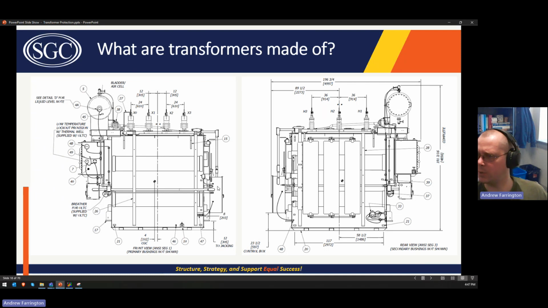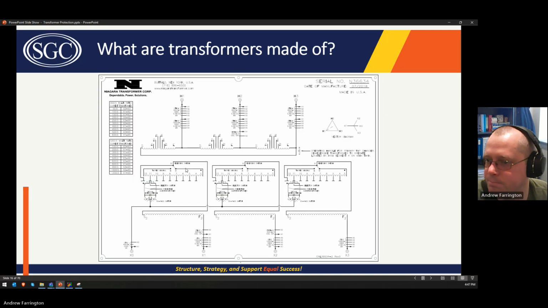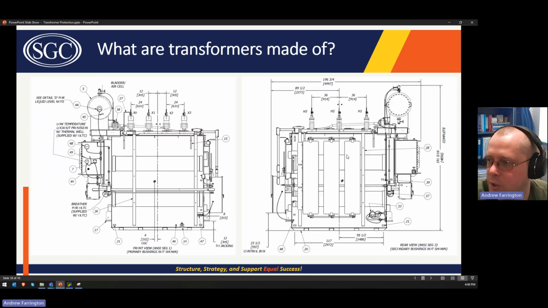This is the control box here. This is the LTC compartment. The LTC compartment will actually have the current carrying components of the LTC. So these taps and stuff will be in that LTC compartment.